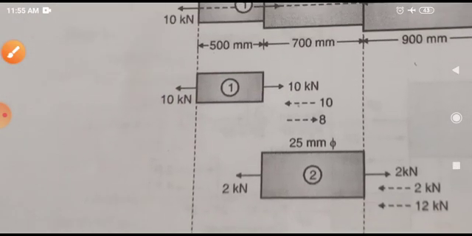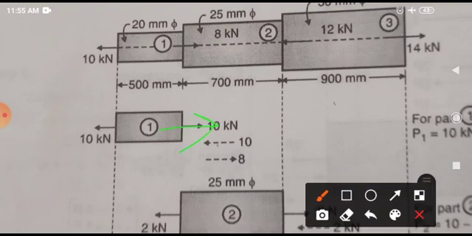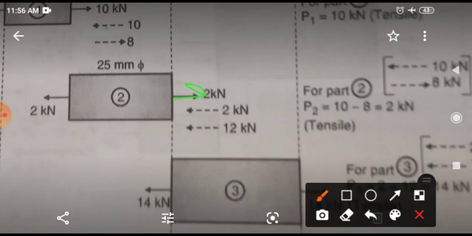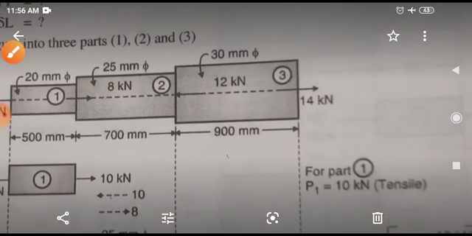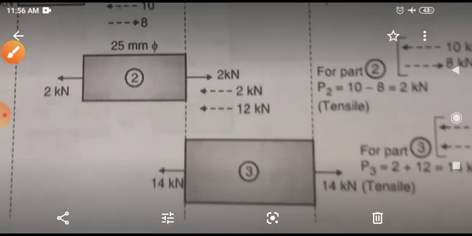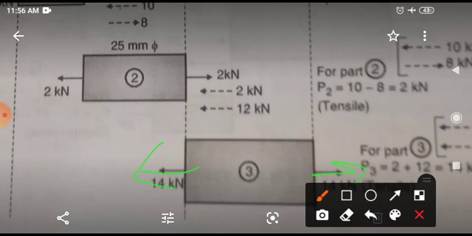This is 10 minus 8. 10 is given, and you can see the 8 shown. That means the total load on this element is 2 kilonewton tensile. From this, if you get 10 kilonewton, balance it by 10. What is remaining? 2 kilonewton. Balance this also by 2 kilonewton. Here you have to balance it by again 2 kilonewton. What is remaining? You can see here 12 kilonewton is applied. So 12 plus 2 becomes 14. So this is 14 tensile, so 14 here also tensile. In this way the figure gets balanced.